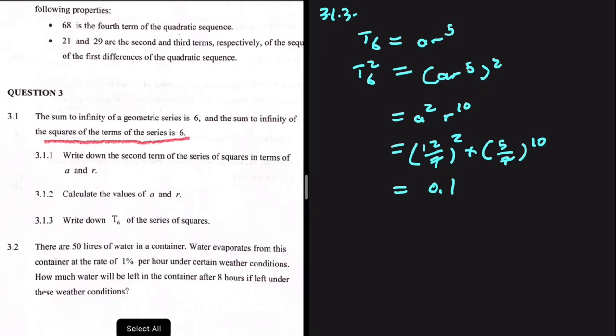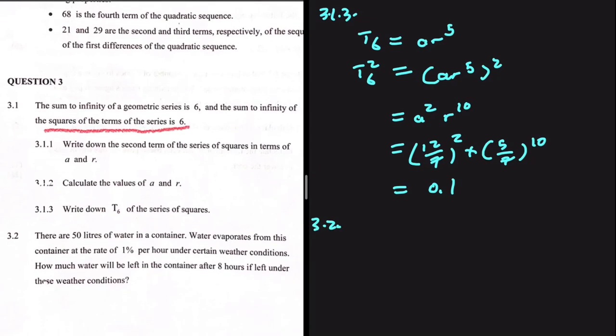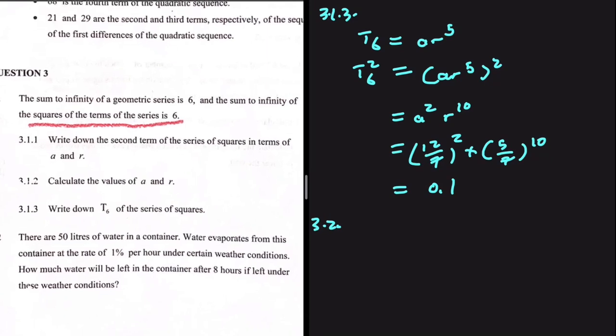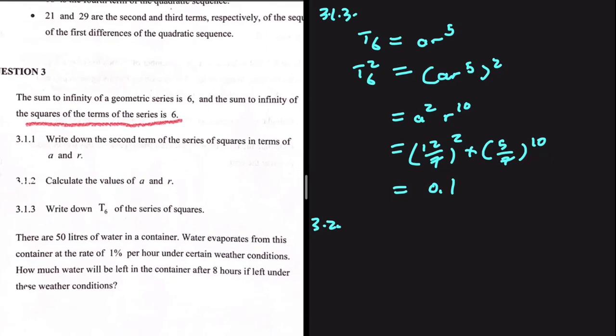Let's look at the last question, 3.2. We're not going to waste a lot of time here. There are 50 liters of water in a container. Water evaporates from this container at the rate of 1% per hour under certain weather conditions. How much water will be left in the container after 8 hours if left under these weather conditions?